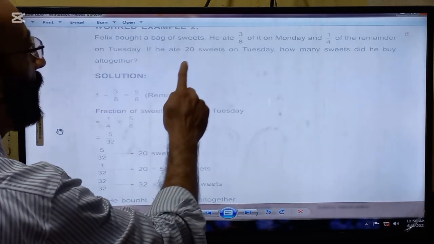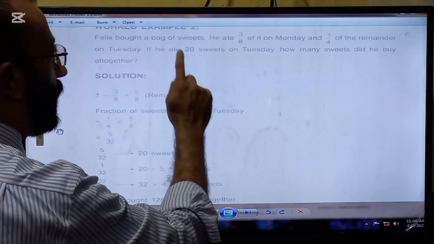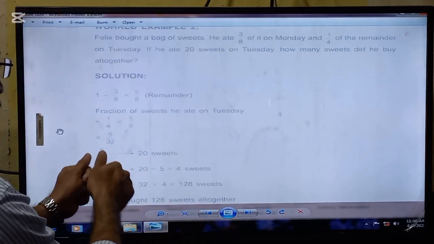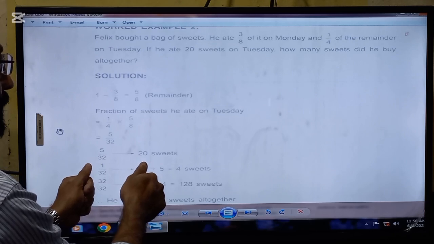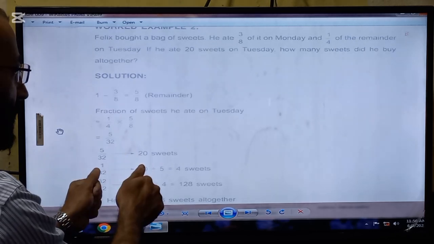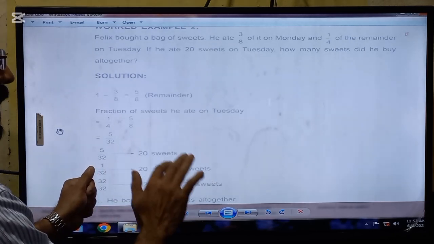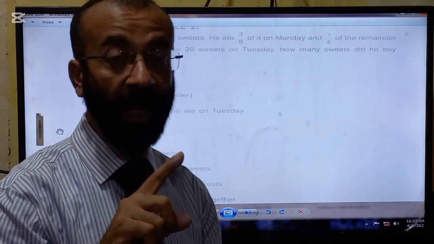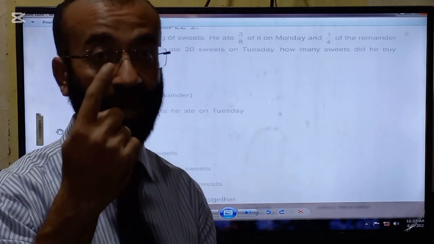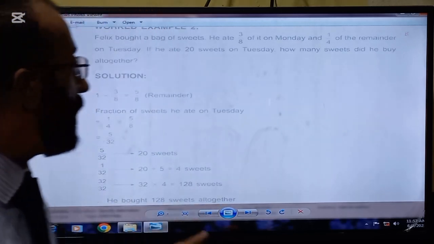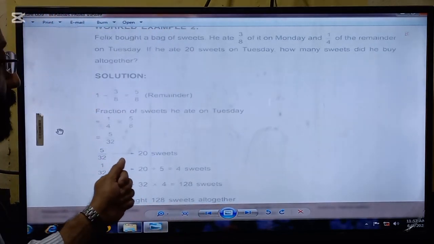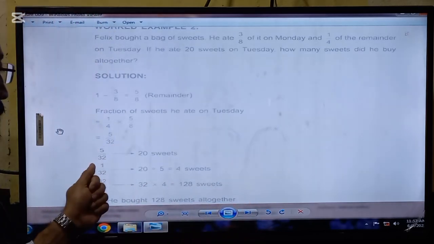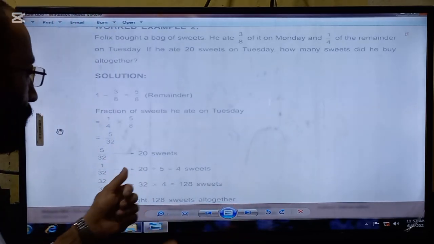At the same time, the quantity is given. This is the quantity which he ate on Tuesday. So this fraction will be equal to 20. So this is the stage now. Actually, in the beginning, we supposed Felix had bought 100% which stands for 1. So from here, we will go to the value of 1. So 5 by 32 is equal to 20.